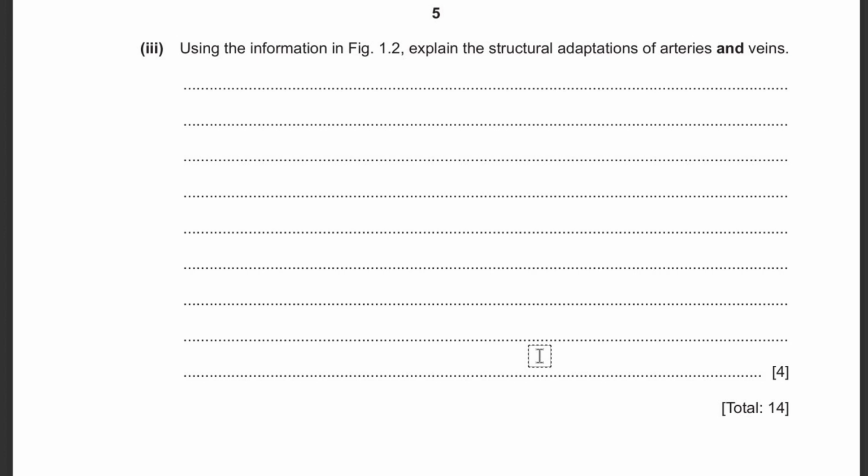And then let's talk about veins. What are the special adaptations of veins? The veins have a large wide lumen to provide less resistance for the blood. All right. So what are the differences between the structure of arteries and veins? Basically, an artery is like this.